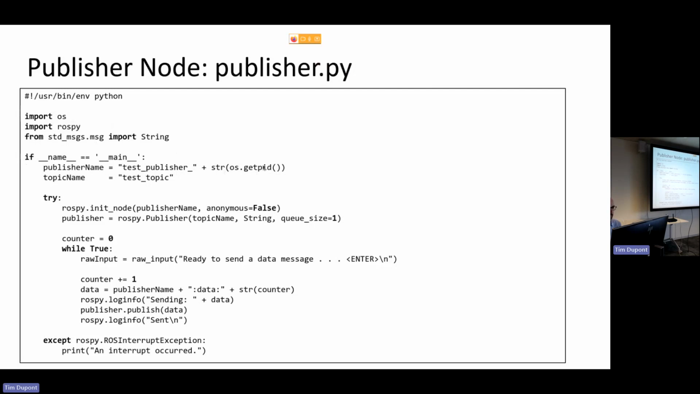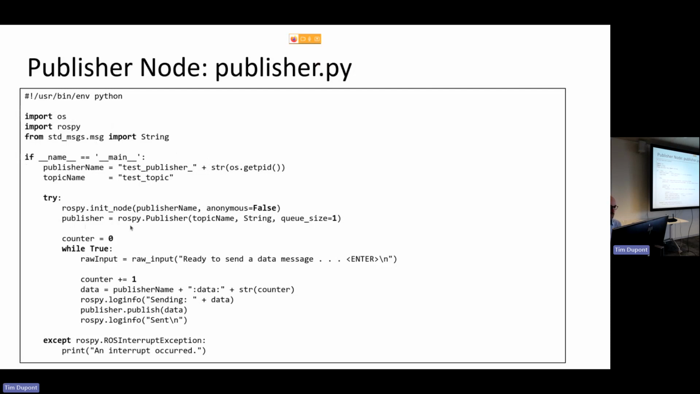So the name of the node will be test_publisher followed by the random, not so random, process ID. And then the topic name is just test topic. What we are going to do is initialize our node. Just say to the ROS master, hey, we have a new node with this name called test publisher and then the number, and it's not anonymous.